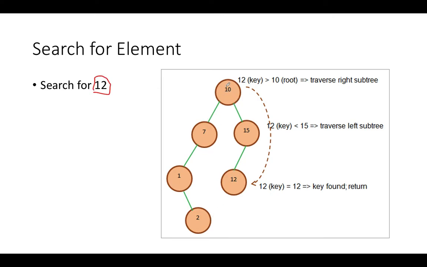For example, let's search for the element 12 in this binary search tree. We start with the root. 12 is greater than 10, so we go to the right. 12 is less than 15, so we go to the left. And then we compare 12 with 12. We find that this is the node that has a 12.